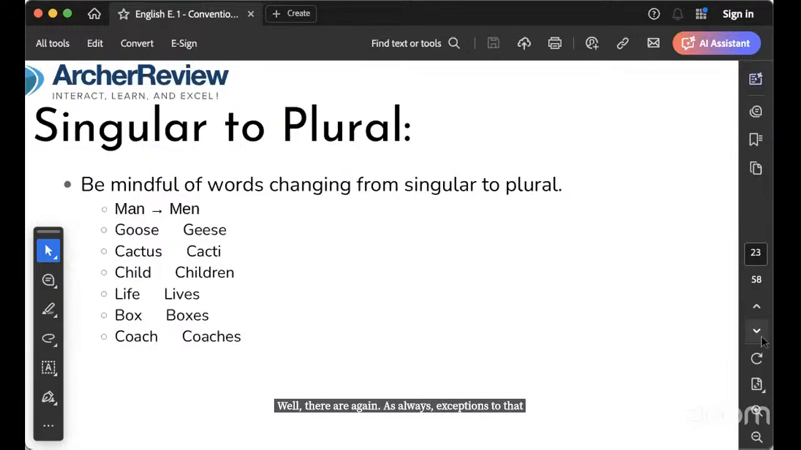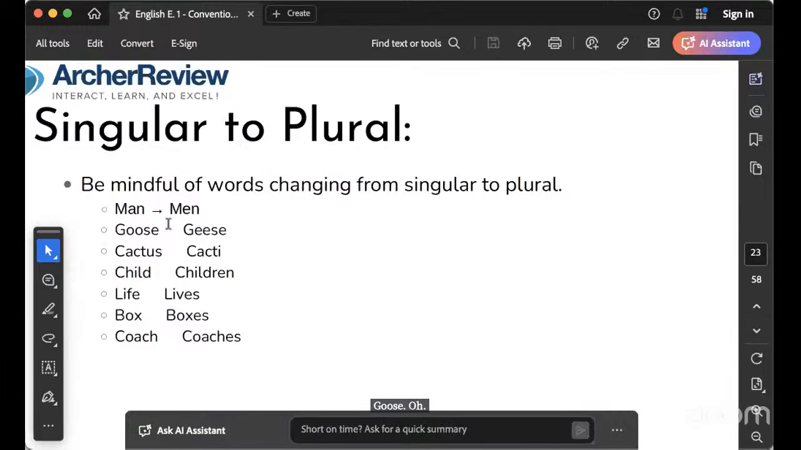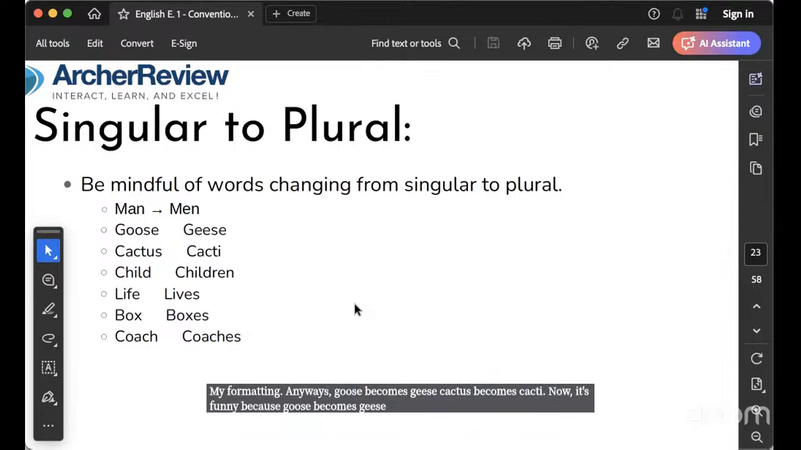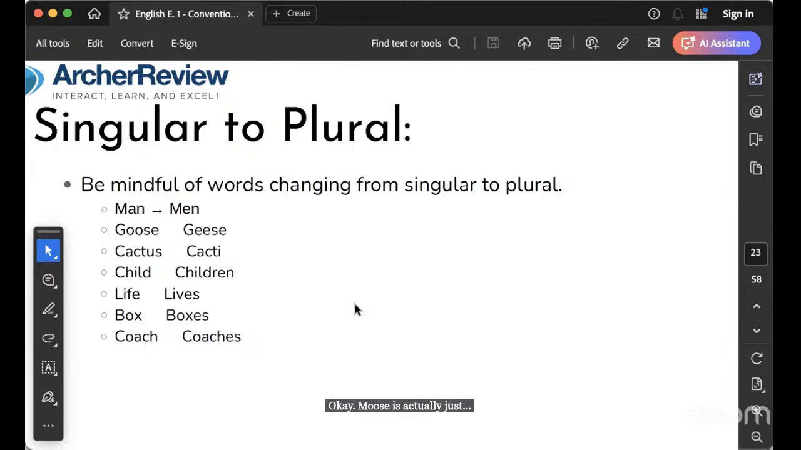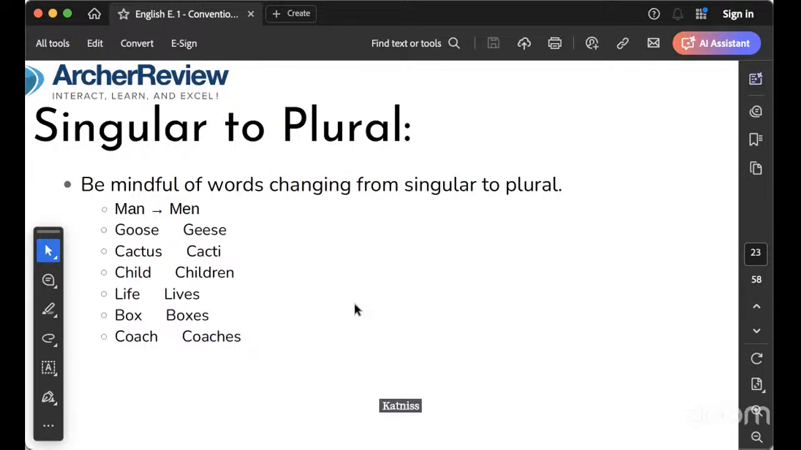So many different exceptions. A couple of them are when you have man and you go to plural, it becomes men with an E. Goose becomes geese. Cactus becomes cacti. Now it's funny because goose becomes geese, but moose does not become meese. Moose is actually just moose as a plural. It does not change spelling. Moose, one, moose, plural.